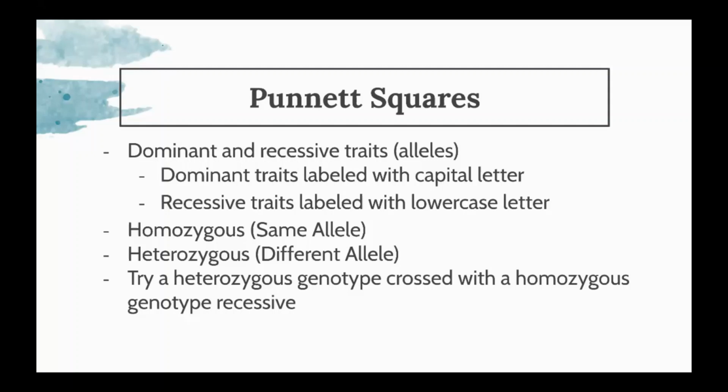Homozygous means that the two alleles are the same. For example, if the trait was called R, capital R capital R, or lowercase r lowercase r, is homozygous, while capital R and lowercase r is heterozygous. So really quickly, as a review for those of you who do know Punnett squares, try crossing a heterozygous genotype with a homozygous recessive genotype. We'll take about 10 seconds for that.